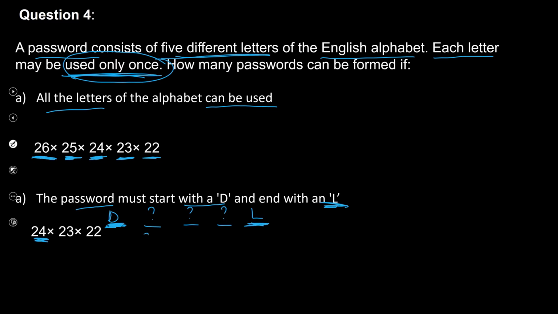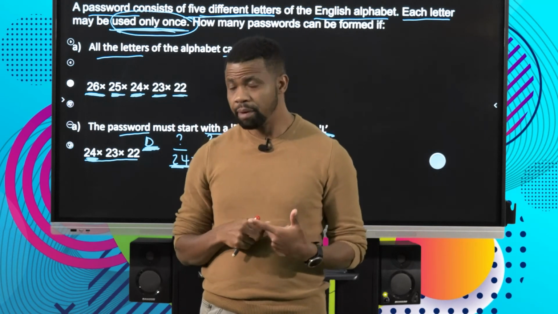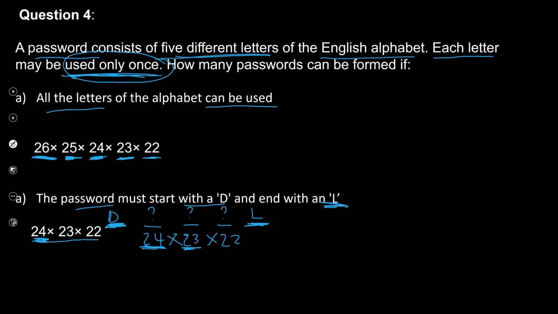So we have 24 there. Because we have 24 for that position, for this position we have to use 23, because we cannot repeat. We have 23, followed by 22 letters. And what we do, we just multiply as indicated there. That's fine. You can leave your answer as 24 times 23 times 22. Are we all together? Okay. Fantastic. Good. Let's look at the next one.